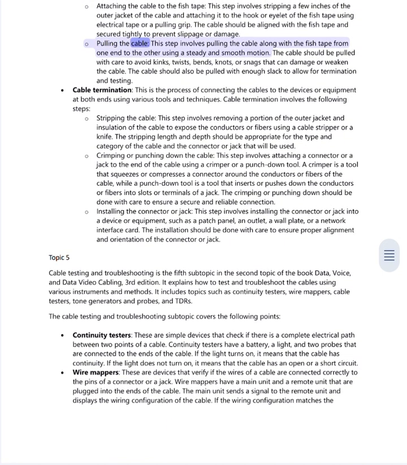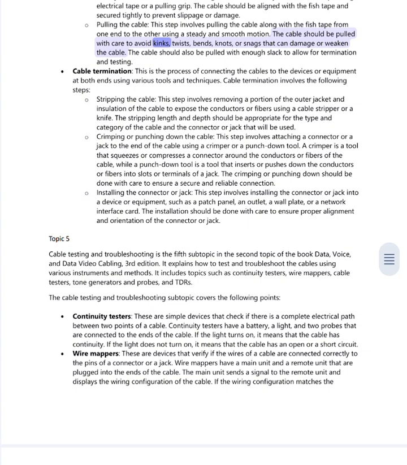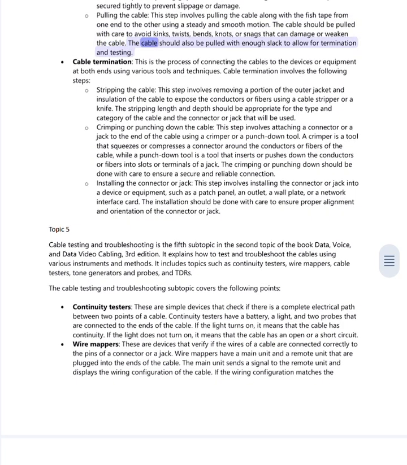Pulling the cable. This step involves pulling the cable along with the fish tape from one end to the other using a steady and smooth motion. The cable should be pulled with care to avoid kinks, twists, bends, knots, or snags that can damage or weaken the cable. The cable should also be pulled with enough slack to allow for termination and testing.